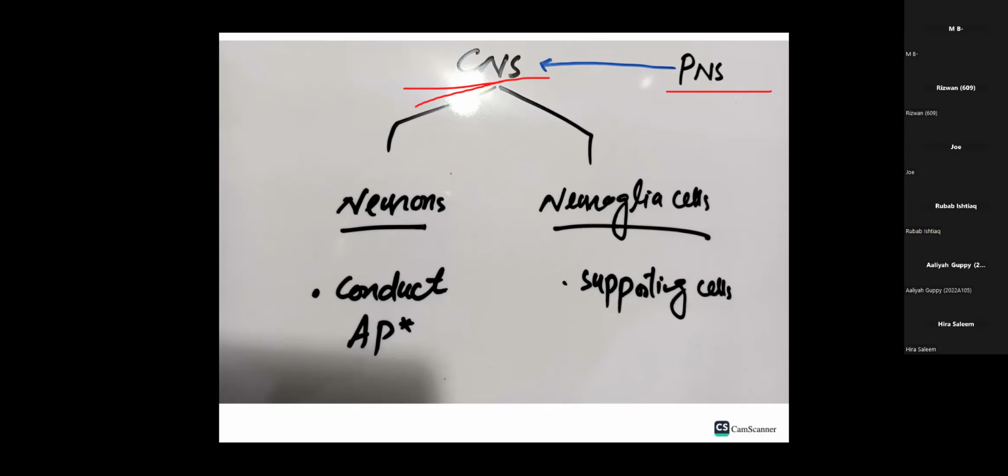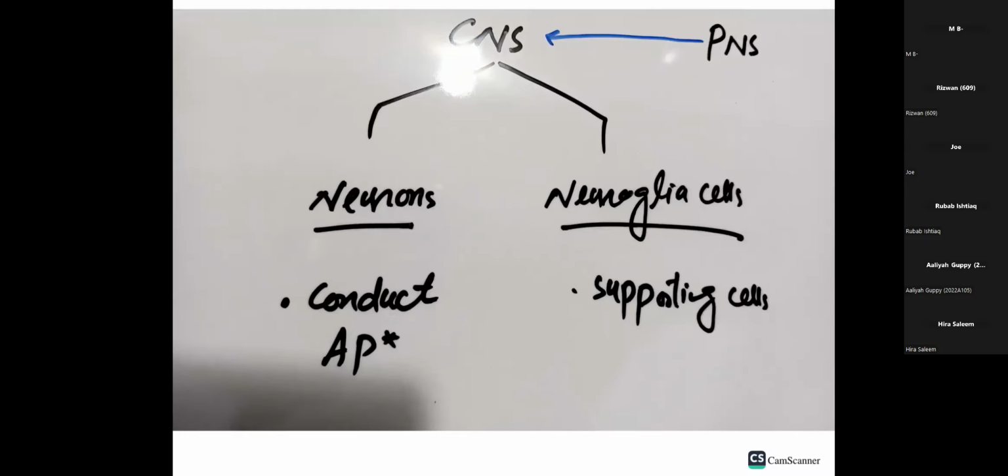In the central nervous system, you have to remember two structures. Number one, neurons, and number two, neuroglial cells. What is the function of a neuron? To conduct action potentials. And what is the function of neuroglial cells? They are the supporting cells. It is a connective tissue.